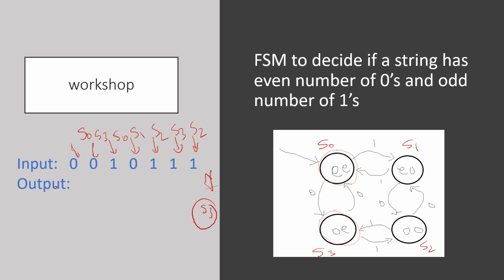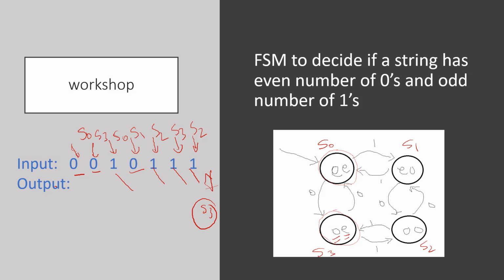So the final state you end up is S3. What the S3 says is that you have odd number of zeros and even number of ones. In fact, if you look at this, you can count odd number of zeros, 3 zeros, and even number of ones. So it's a very powerful machine, as you can imagine.